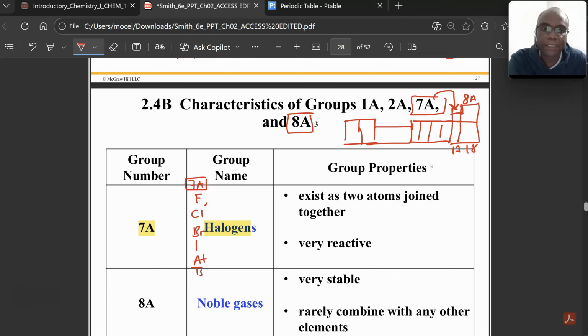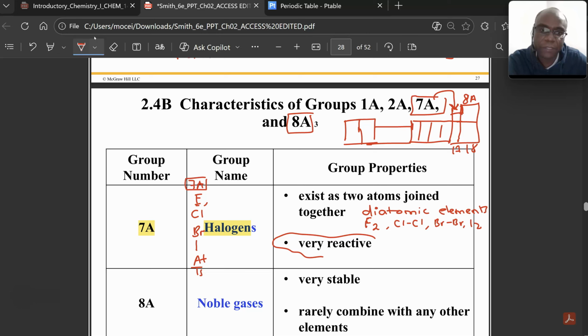They usually exist as two atoms joined together, so we say that they are diatomic elements. They exist naturally as diatomic elements, meaning you'll never get fluorine in nature by itself. It would be a radical in that case, or an anion, which is very unstable. Fluorine will be diatomic, F2. Chlorine will be diatomic. Bromine will be diatomic. Iodine, I2, will be diatomic. They're usually reactive by gaining electrons because they are nonmetals. Nonmetals react by gaining electrons.